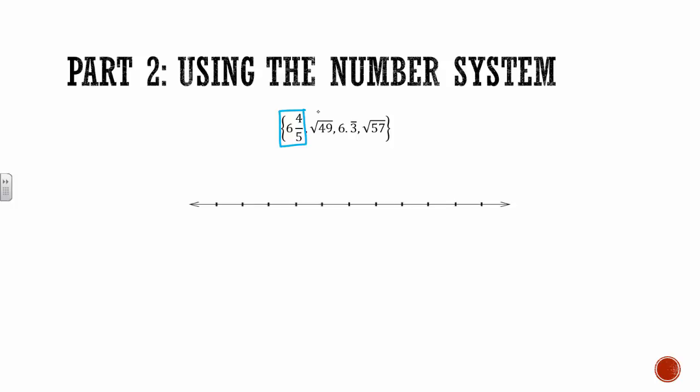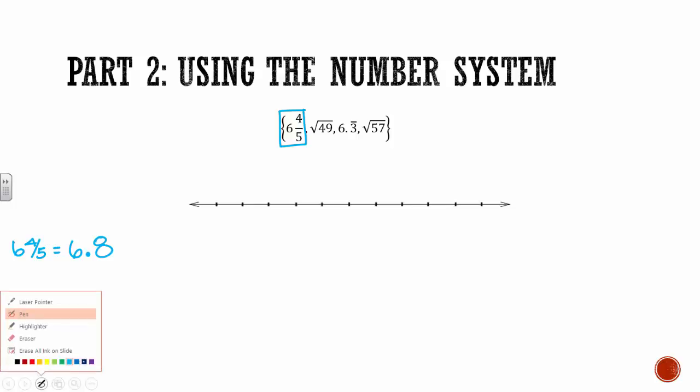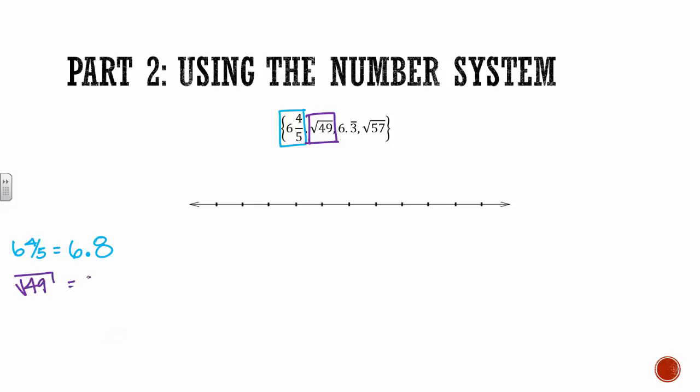So 6 4/5 is really 6.8. So that's my first one, 6 4/5. The second number that they give us is the square root of 49. Hopefully you know that one off the top of your head. That's a perfect square, and it's 7. The next one is 6.3, repeating forever and ever. So I don't really need to plug that into my calculator because I kind of know what that looks like.